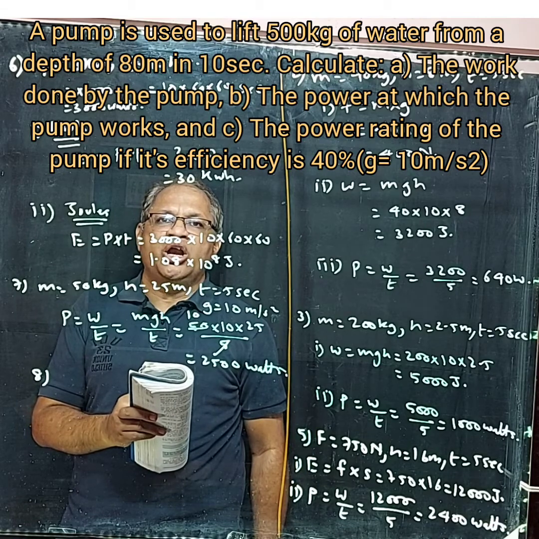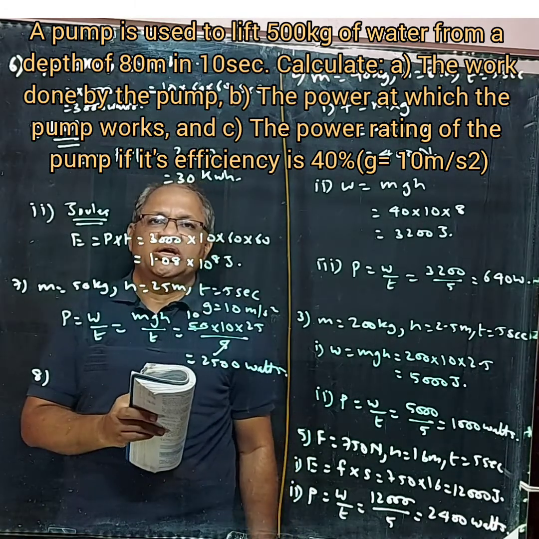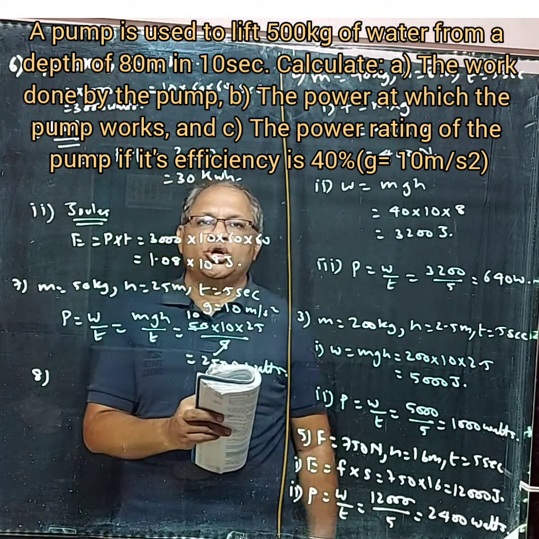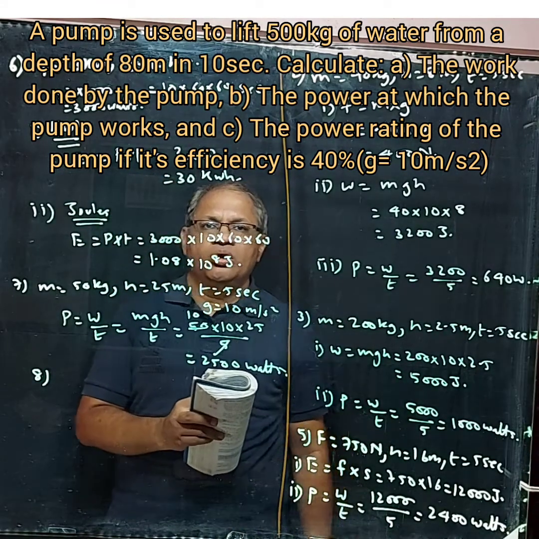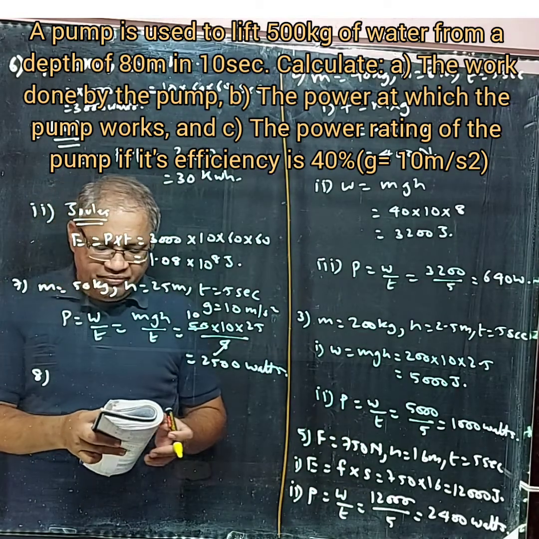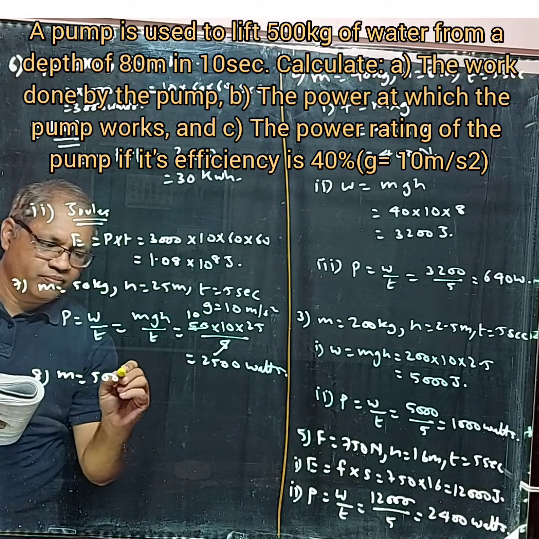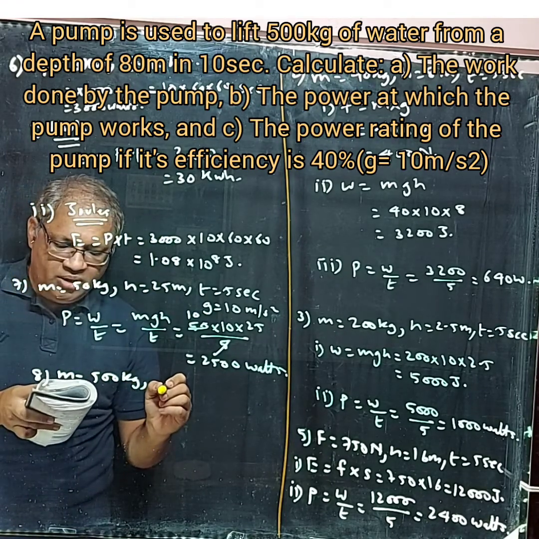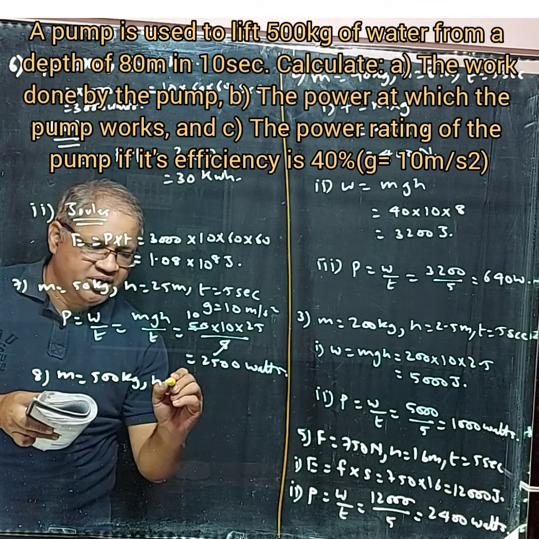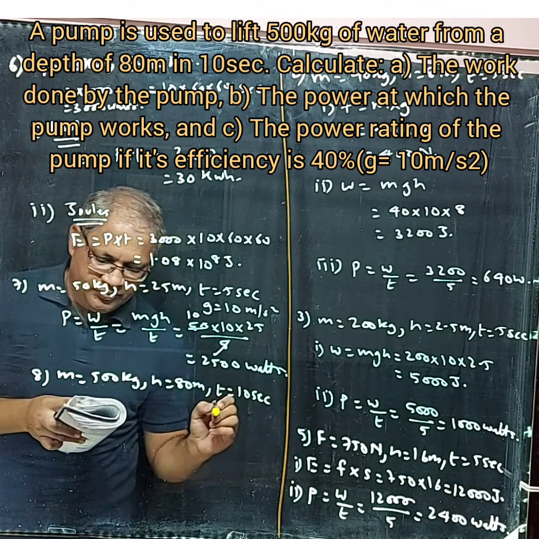Do you know how to use the formula for efficiency? Efficiency is equal to power output upon power input. And if you want percentage efficiency, efficiency is power output upon power input into 100. So let's take down all the particulars of the sum. Mass is 500 kg, height is 80 meter, time is 10 second.